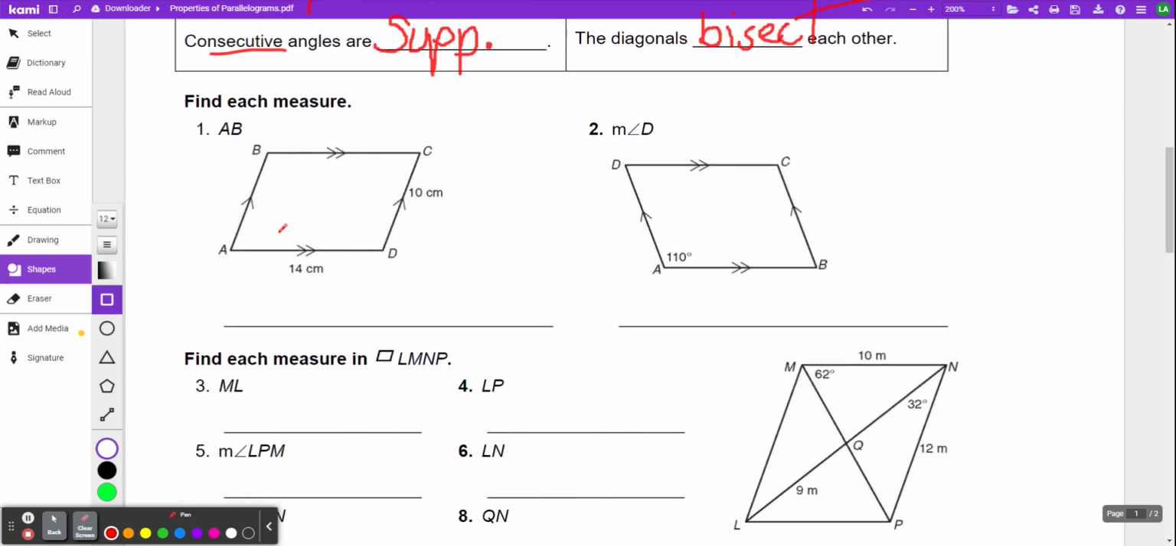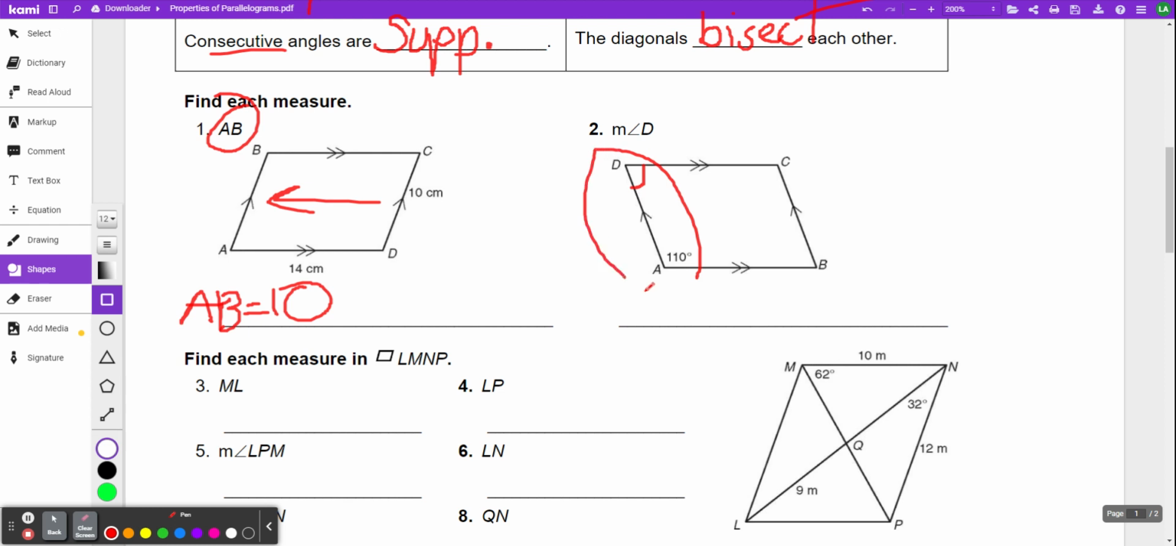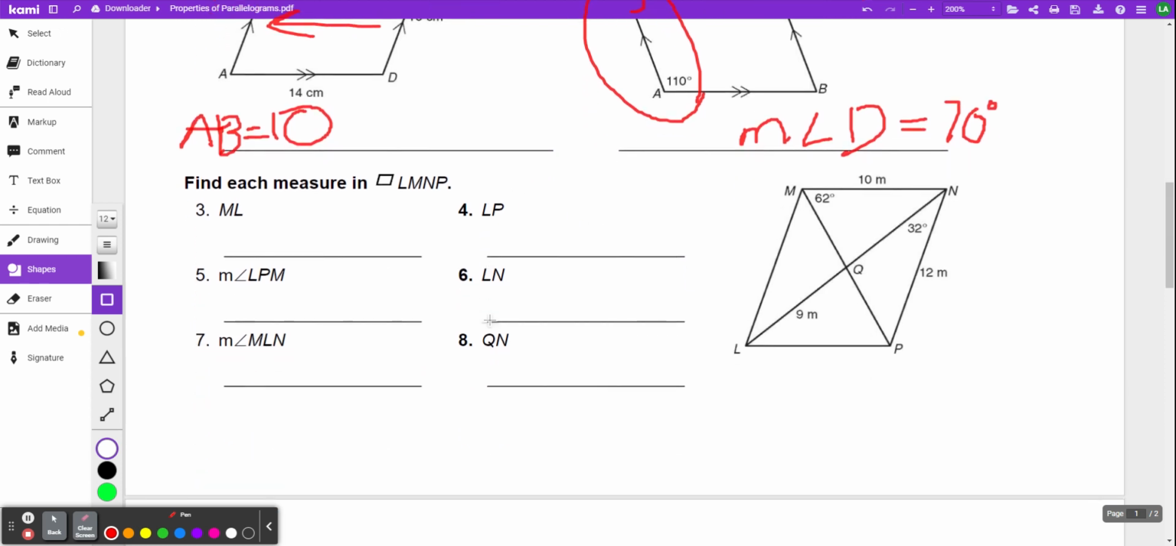Find each measure. Find AB. Well, it's the same as the other side, so 10. Specifically, AB equals 10. Remember, AB is a number. It's like X or Y. But in geometry, we use two letters to say the distance between. You guys know that. What's the measure of angle D? Well, I don't know. Is it supplementary with this side? Yes, it is. 70. Measure of angle D equals 70 degrees. What else is going on?